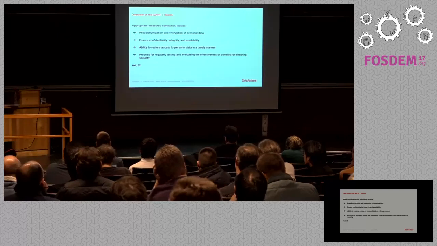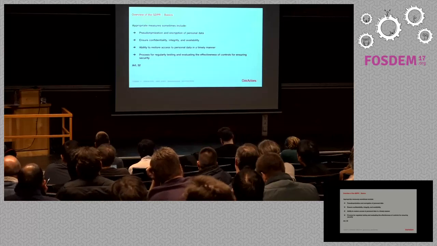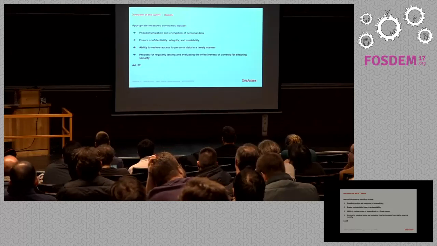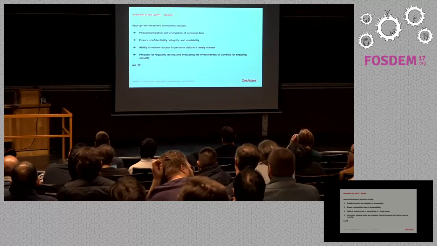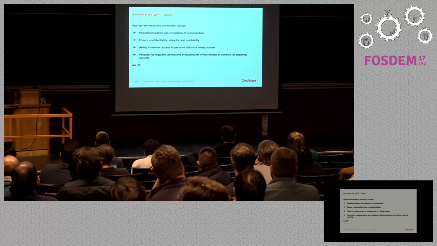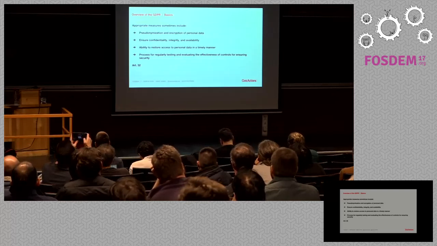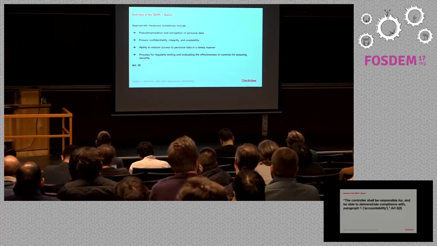So the GDPR points out some things that are appropriate measures. They might include these, right? These are not always required in every case. They might be required sometimes. Pseudonymization or encryption of the personal data, if it's appropriate. Ensure confidentiality, integrity, and availability, right? So just do that. Just ensure it. Ability to restore access to personal data in a timely manner. Just make sure that's done. You don't have any problems figuring out what's required there if you're a technologist. And a process for regularly testing and evaluating the effectiveness of these controls. That's also easy to do. Anyone who's a systems administrator in the room can just go down this list and check them off, I'm sure, right? I mean, these are pretty broad standards. It's basically not telling you how to do this at all.